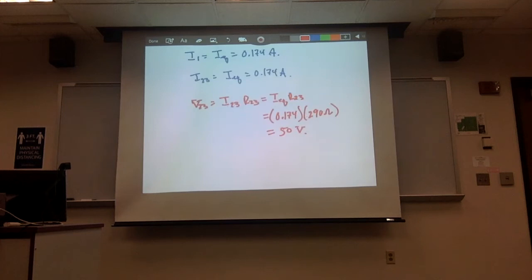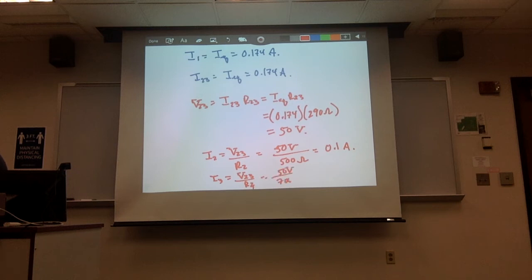So my current I2 by Ohm's law is going to be the potential, which is V23, divided by the resistance R2. So it's 50 volts divided by 500 ohms, which is 0.1 amps. I3 is going to be the potential V3, but V3 is simply V23, divided by the resistance R3. So it's 50 volts divided by 700 ohms, which is 0.074 amps.